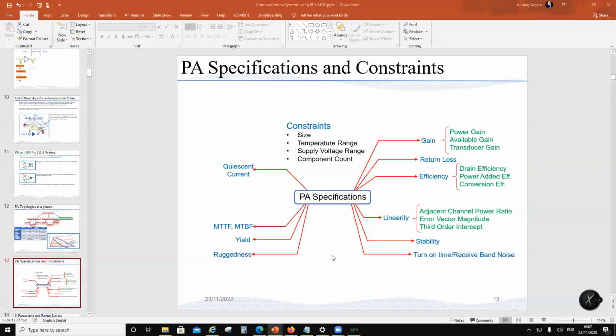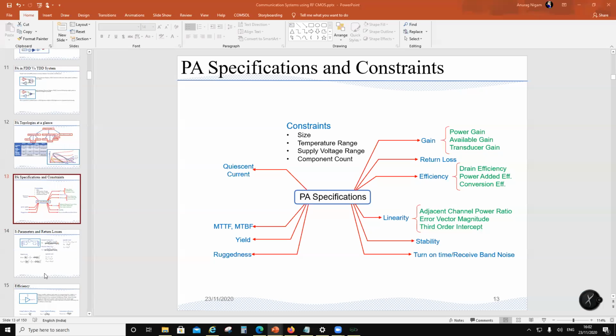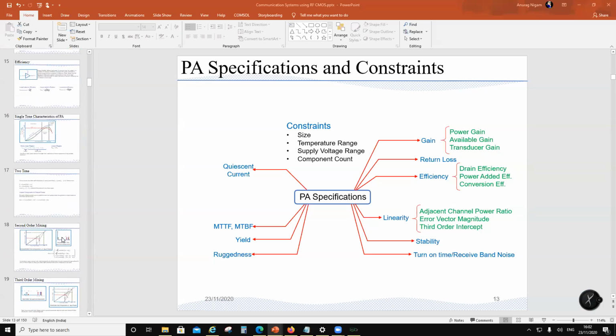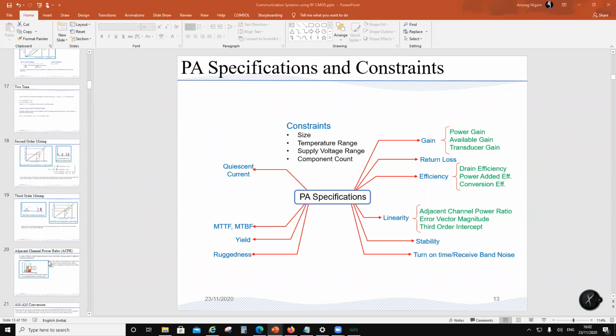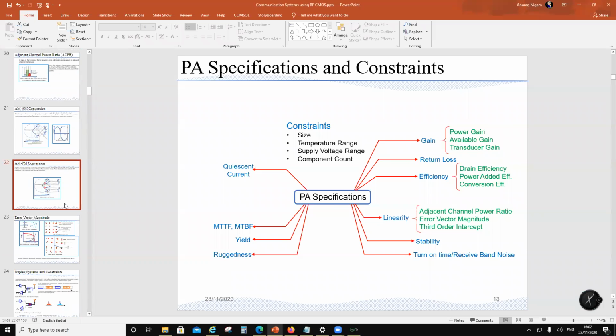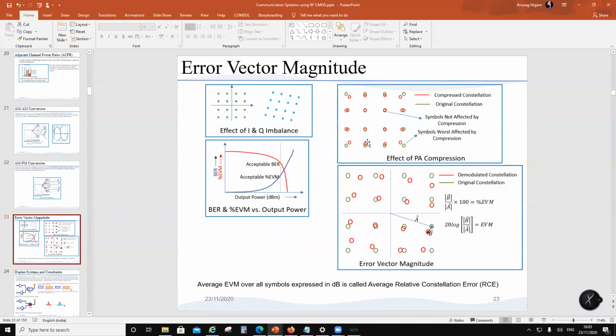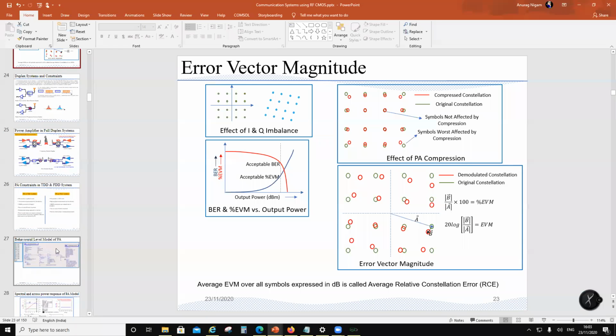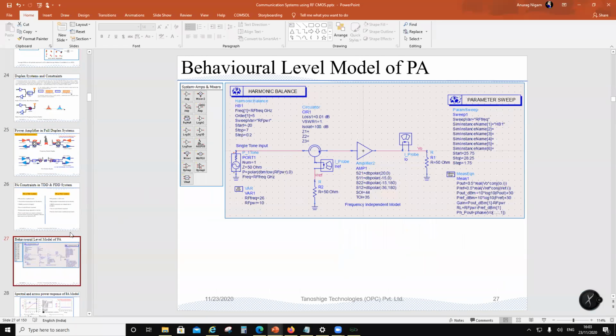Okay, now coming to PA specifications. So let's say we will call it the end of the day. Tomorrow, I'm going to cover very important concepts of linearity, AM-PM conversion, bit error rate, and all that stuff. So once we are through this, then we will be able to dive into system level design.